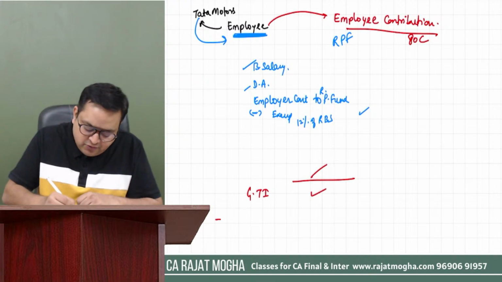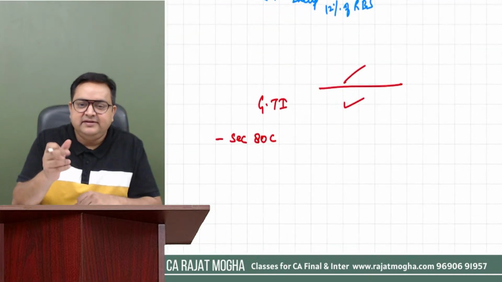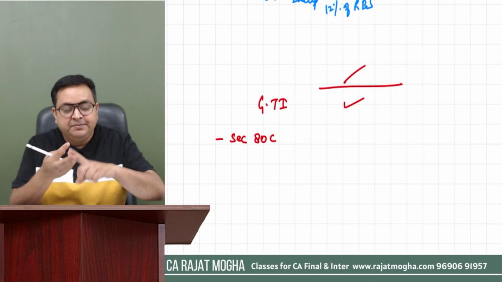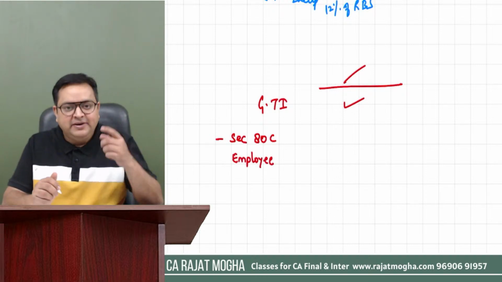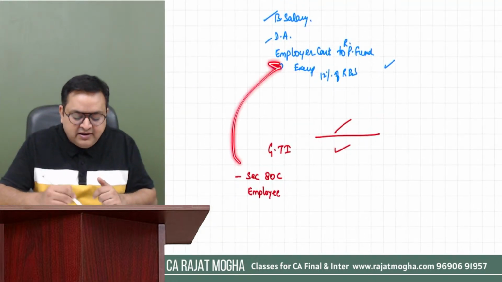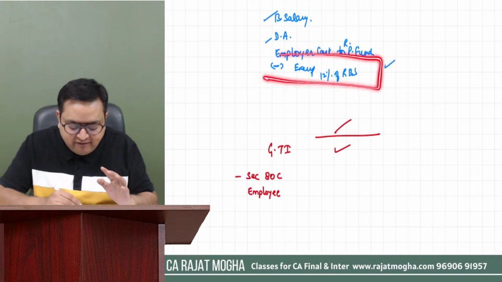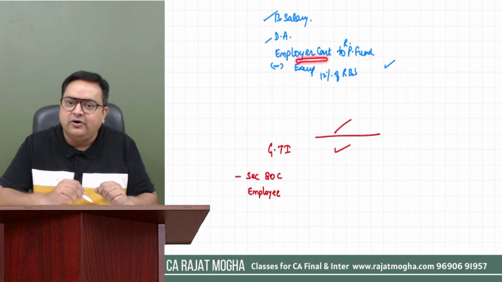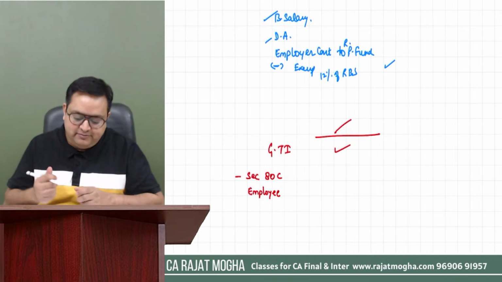Now, under section 80C, what will you give a deduction for? Under section 80C, we know LIC, we know ULIP. Now the third thing is employee contribution. Why not employer? Please tell me why not employer? Sir, employer contribution has already been deducted at the time when salary income was computed, right? So here it is only and only employee contribution.